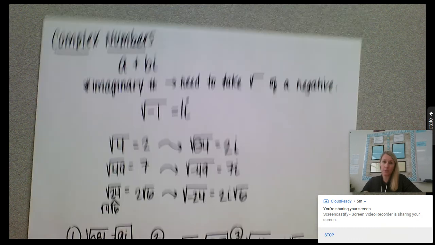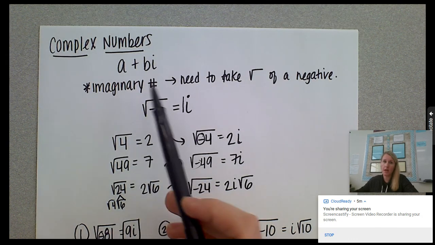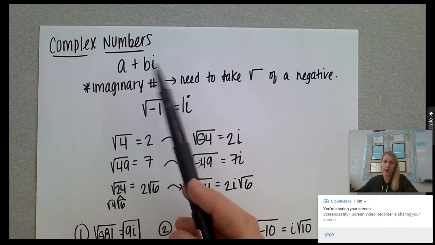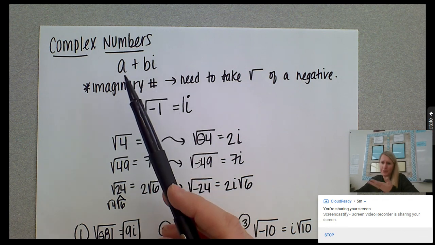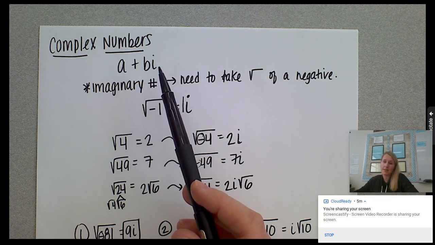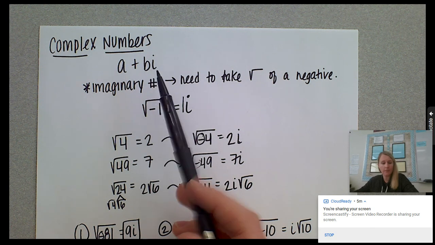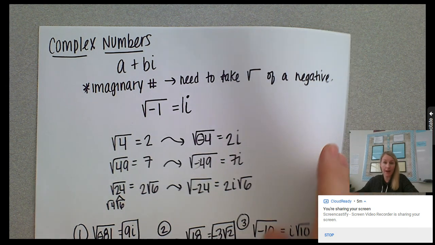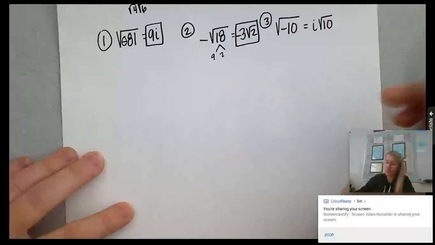So I mentioned before, we're talking about complex numbers. They have the form a plus bi. So a is the real part, like just the regular number, and then bi is the imaginary part because there's an i with it. So we're going to start combining imaginary numbers.